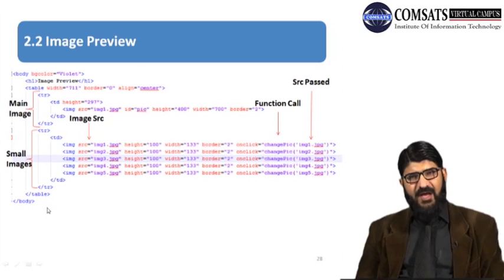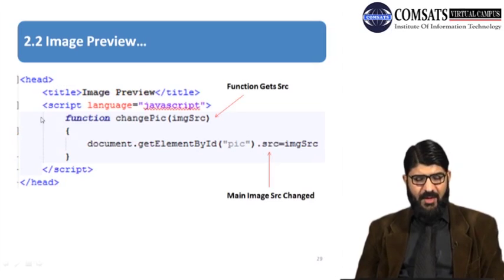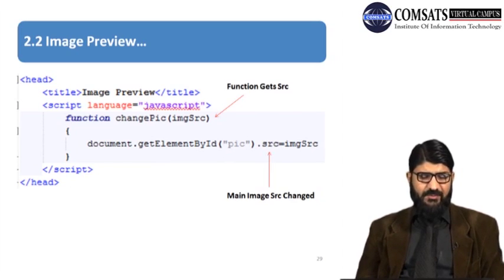Let's see what is the output for image preview. Before that, we see that it is called inside the head function. The title is given as image preview. The scripting language is mentioned as JavaScript. The function is mentioned as changePicture with imageSource. Now document.getElementById, the picture is referred, and source is mentioned as image source. This is the main image source that is changed. The script tag is closed, the head tag is closed.